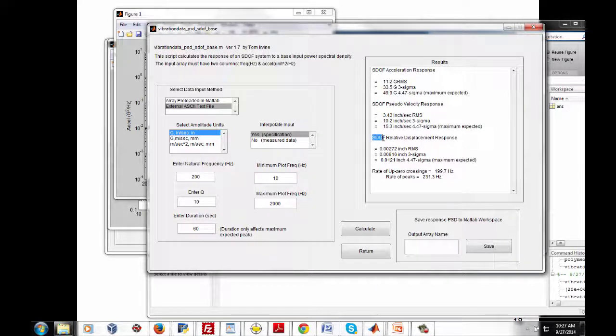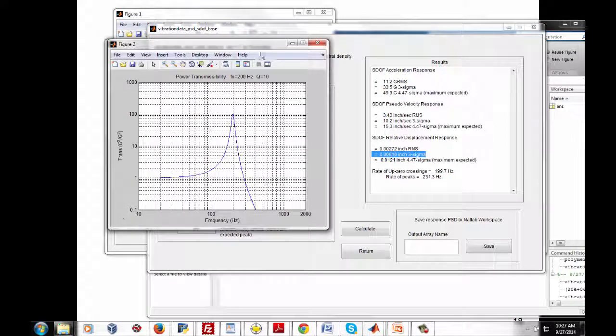Okay, so our single degree of freedom relative displacement response for the 3 sigma value, this is the one that ties in with Steinberg. It is about 1/8,000th of an inch. And you might say to yourself, hey, wait a minute, that's just the same as what we got from Miles' equation. So isn't Miles' equation good enough? Well, the answer is kind of both yes and no.